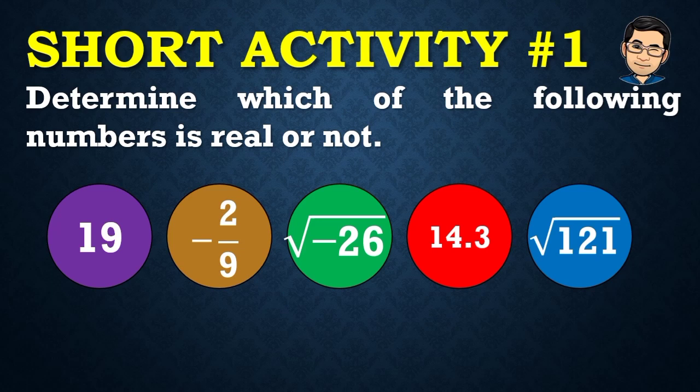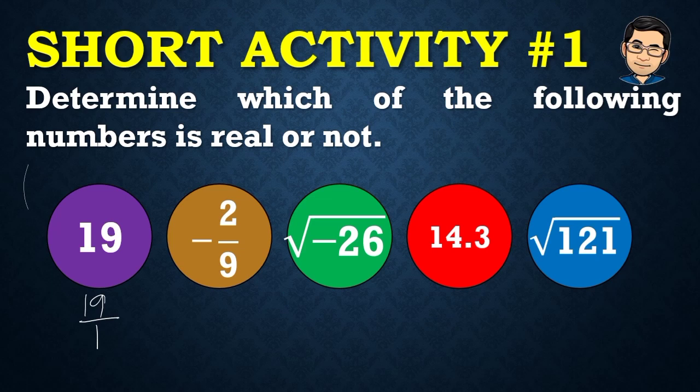Which is not? For example, 19. Can we classify 19 as a real number? Yes, because we can express 19 in the form of a over b, for example, 19 over 1. So 19 is a real number. Next, negative 2 over 9. In here, negative 2 will serve as a and 9 will serve as b. Therefore, negative 2 over 9 is also a real number.